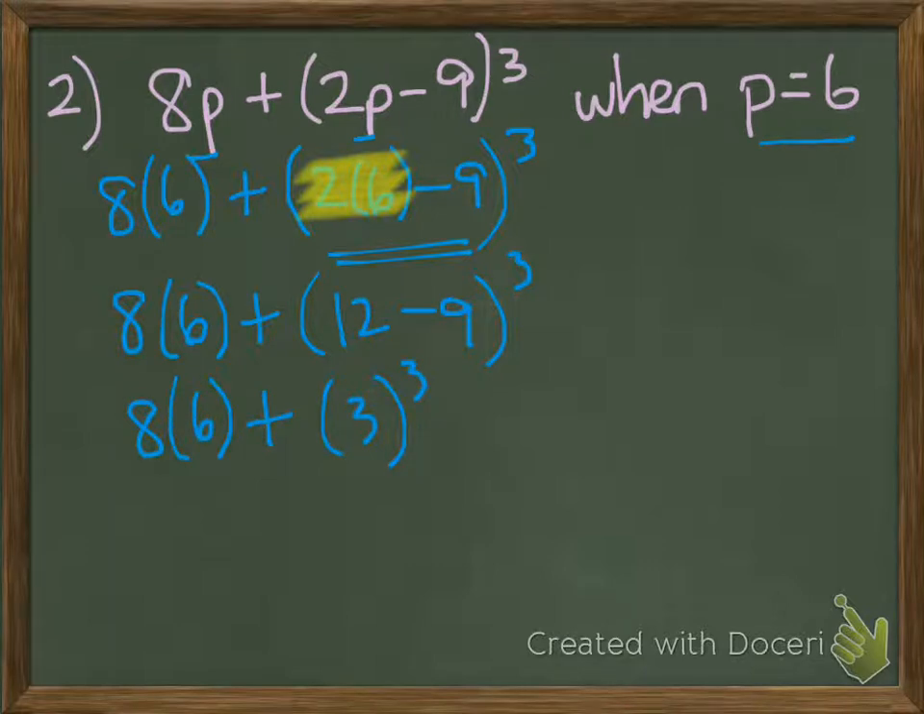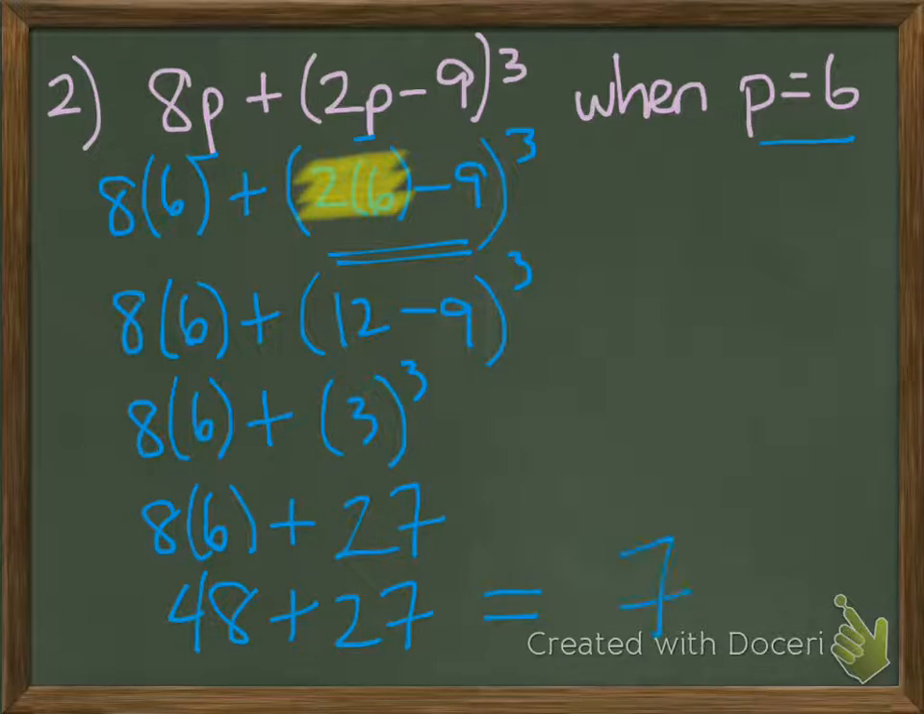Next, I need to take care of my exponents. So 3 to the third is not 3 times 3, it's 3 times 3 times 3, which is 27. My multiplication gives me 48 plus 27, and when I add these two together, I get a final answer of 75.